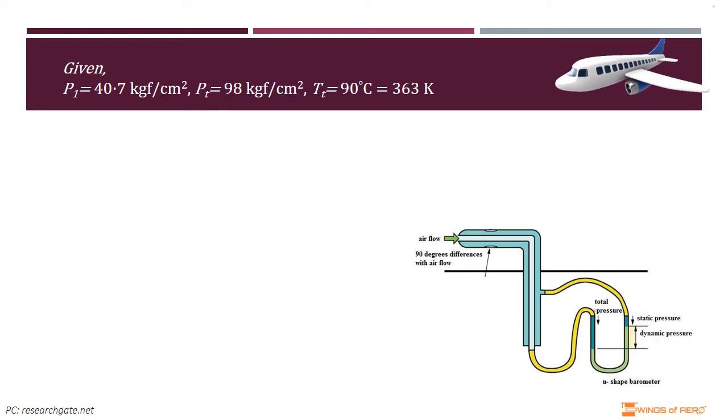Given data: the static pressure of air measured by the Pitot tube, P1, is equal to 40.7 kg force per centimeter square, and the stagnation pressure, P suffix T, is equal to 98 kg force per centimeter square. Stagnation temperature, T suffix T, is equal to 90 degrees Celsius or 363 Kelvin. Now the question is, what is the acoustic velocity?